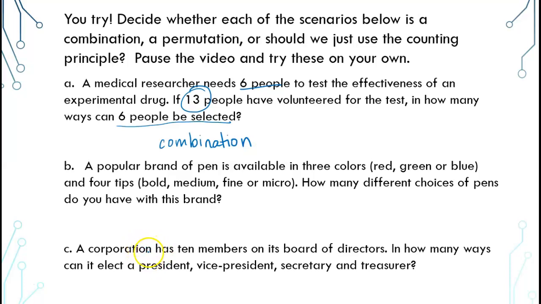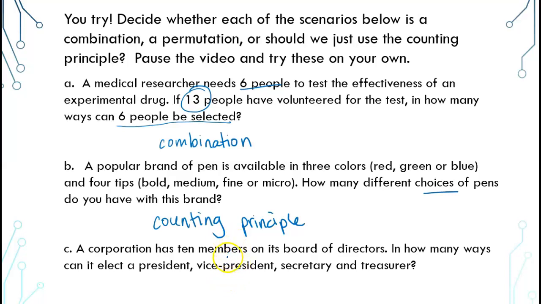For B, we've got a brand of pen that's available in 3 different colors and 4 tips. How many different choices? You should have said counting principle. We are multiplying to get the number of choices for the pens. We are not choosing a number of pens from like 20 pens. That would be a combination.